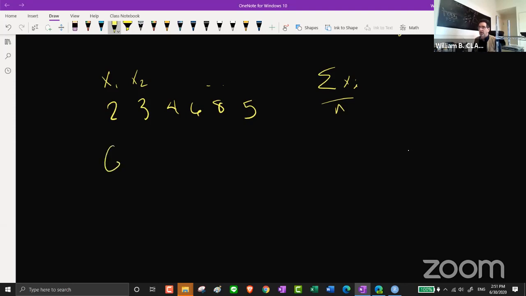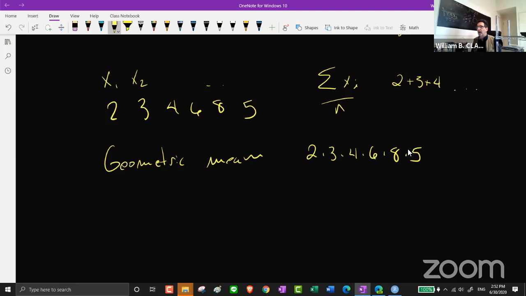Okay, now we're going to talk about something called the geometric mean, which is a different calculation. And that is, you take the product. So here we're adding them, right? We're taking 2 plus 3 plus 4. We're adding up the numbers, right? But for the geometric mean, we're not going to add them up. We're going to multiply them. So we're going to do 2 times 3 times 4 times 6 times 8 times 5.